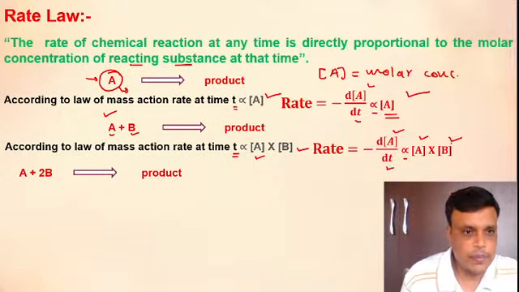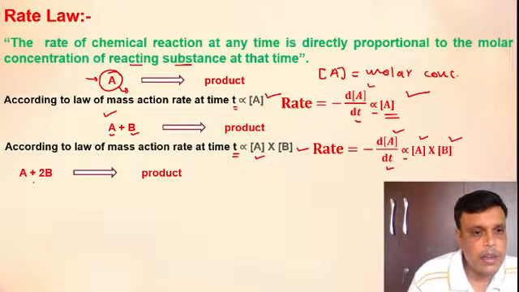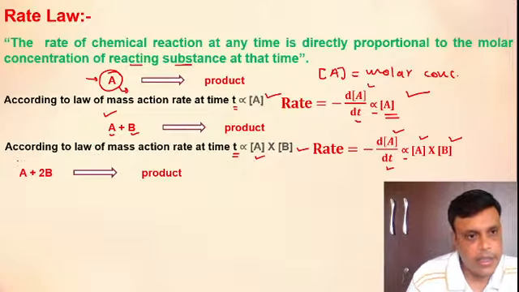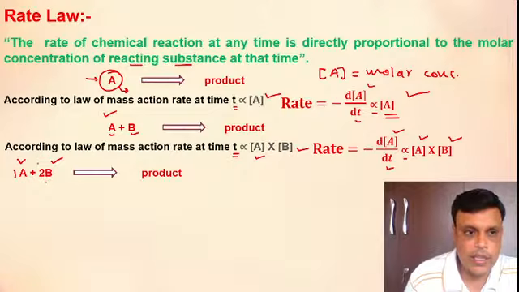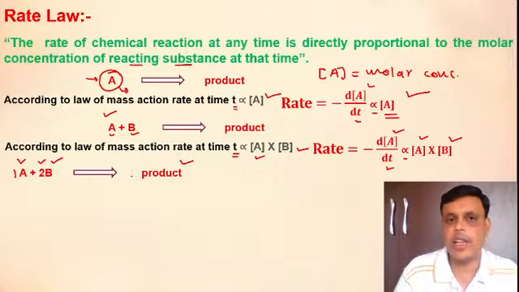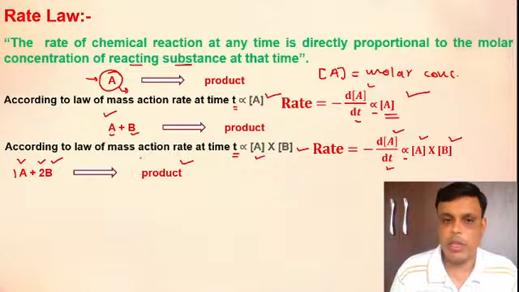One more reaction is there. Here two reactants are there, reactant A and reactant B. The stoichiometric amount of reactant A is 1 and the stoichiometric amount of reactant B is 2. So this is your reaction: 1A plus 2B gives you product.